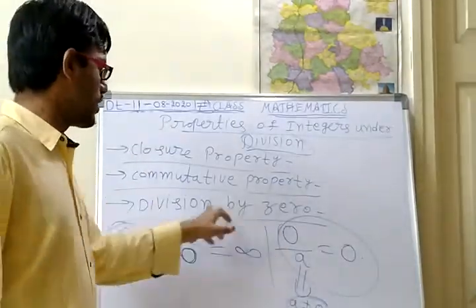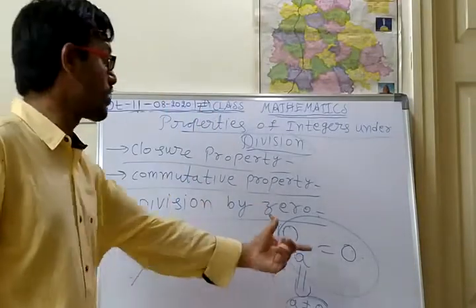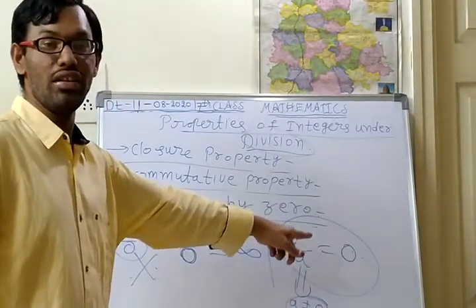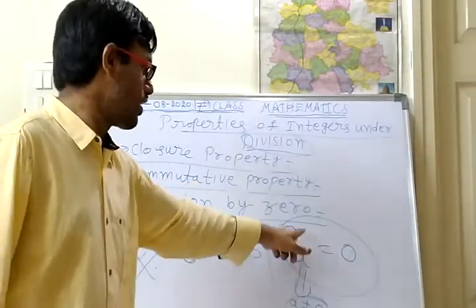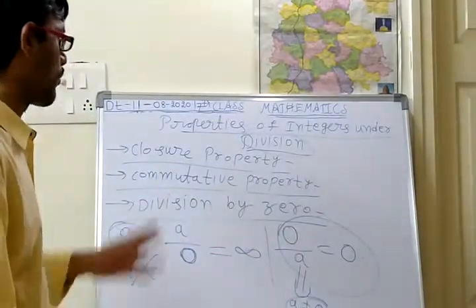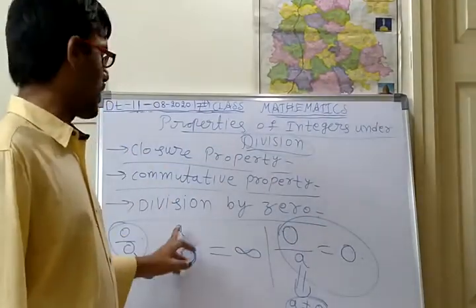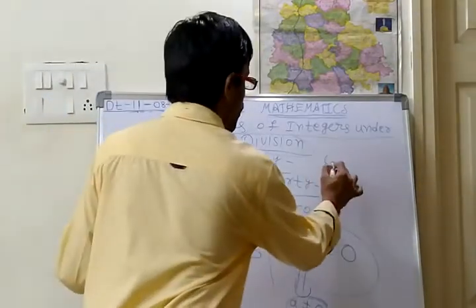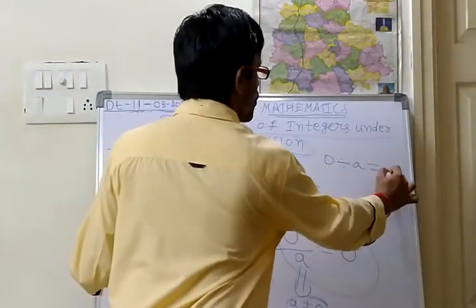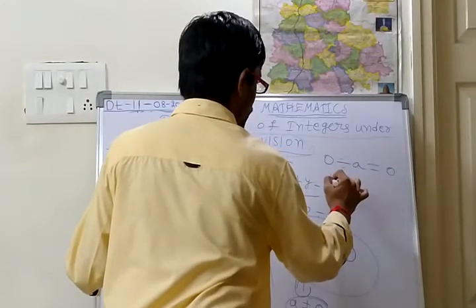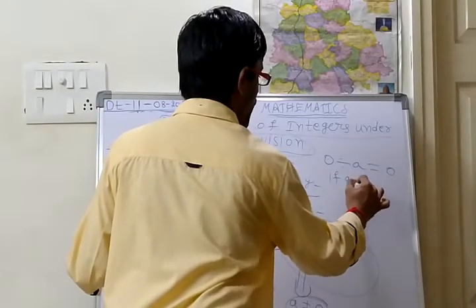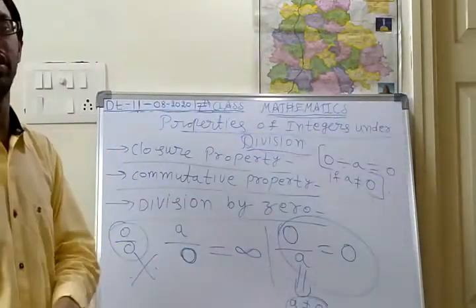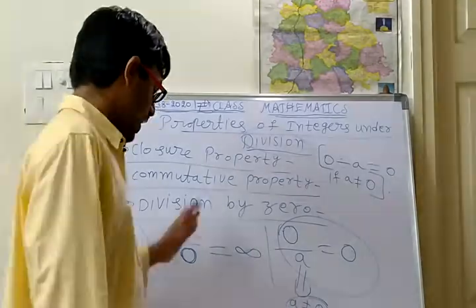So division by 0 is satisfied only when 0 is in the numerator. So 0 by a is equal to 0. The statement is: for any integer a, 0 divided by a is equal to 0, provided a is not equal to 0. So this is the statement of division by 0.